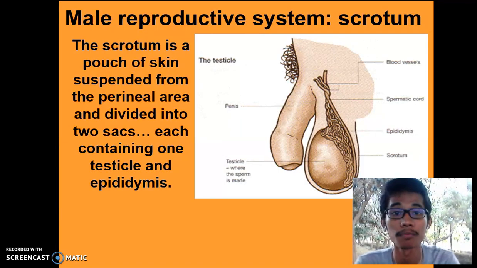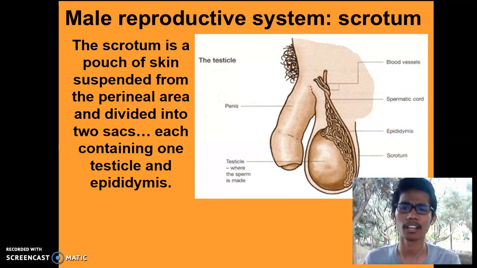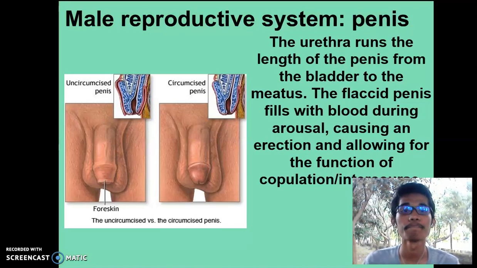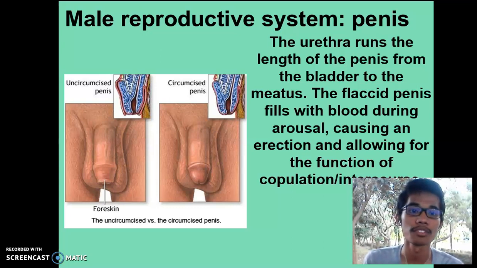Now we talk about the male reproductive system. The scrotum is a pouch of skin suspended from the perineal area and divided into two sacs, each containing one testicle and epididymis. The urethra runs the length of the penis from the bladder to the meatus. The flaccid penis fills with blood during arousal, causing an erection and allowing for the function of copulation, or intercourse.